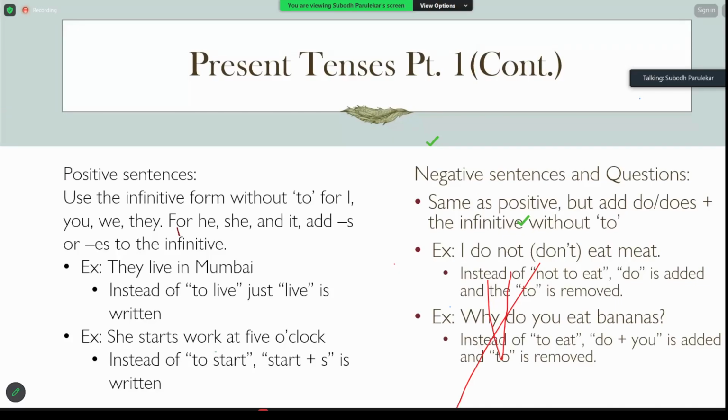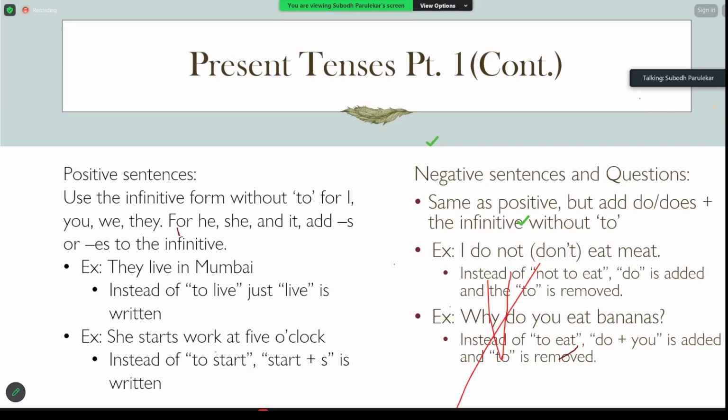First we have to look at who we are talking about. It says they. So we go back to our rules and it says we use the infinitive form without to for I, you, we, and they. So instead of saying to live, we take the to out and use just live. Instead of saying they to live in Mumbai, we say they live in Mumbai. That is our first example.